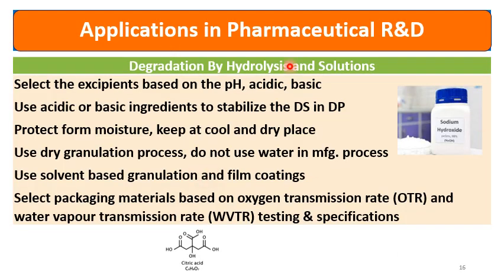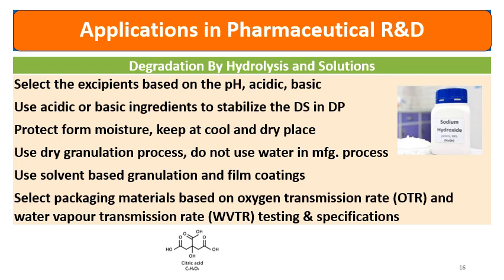Then coming to the applications in the pharmaceutical R&D, and these applications are mainly for the formulation development, and also these principles can be utilized for the drug substance manufacturer. So if degradation is due to hydrolysis, then for the formulation, select the excipient based on the pH, whether it is acidic or basic. Use acidic or basic ingredients to stabilize the drug substance in the drug product. You may use acid like citric acid, or you may use base like sodium hydroxide or meglumine. Protect from moisture, keep at cool and dry place.